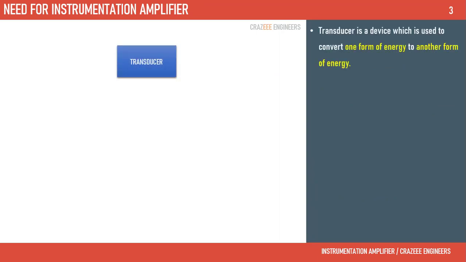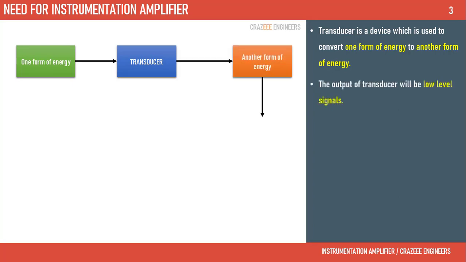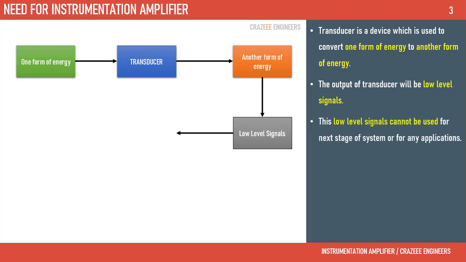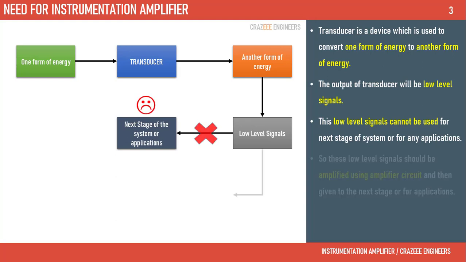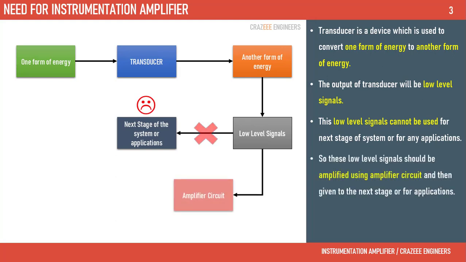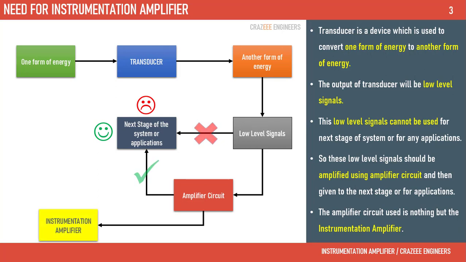Need for Instrumentation Amplifier. A transducer is a device which is used to convert one form of energy to another form of energy. The output of a transducer will be a low-level signal. These low-level signals cannot be used for the next stage of the system or for any applications. So, these low-level signals should be amplified using an amplifier circuit, and then given to the next stage or for applications. The amplifier circuit used is nothing but the instrumentation amplifier.